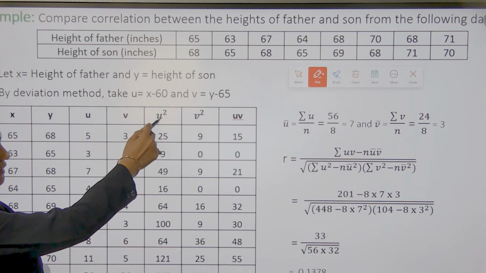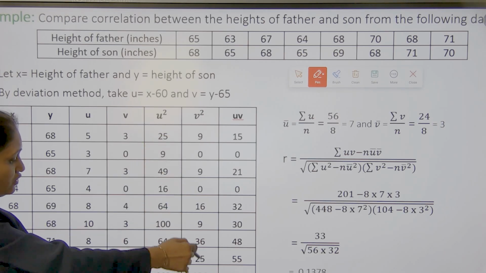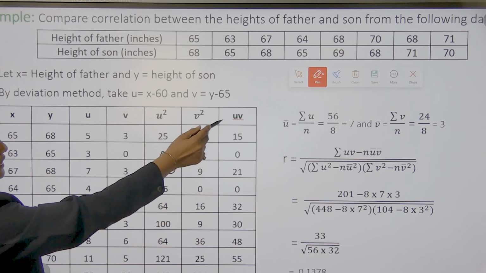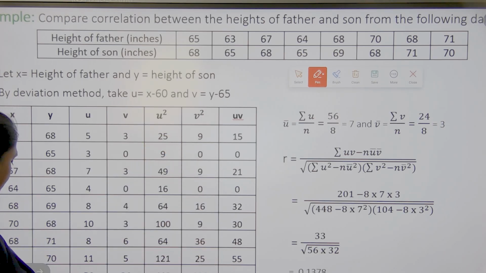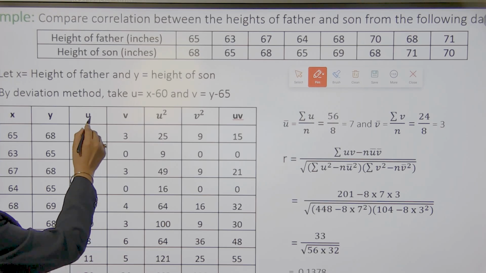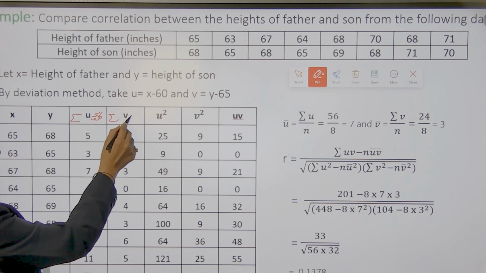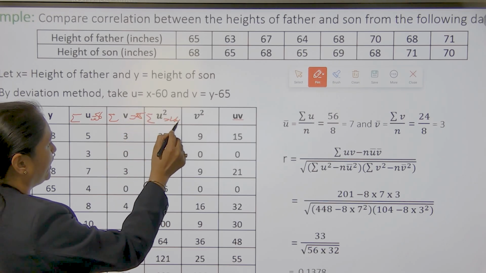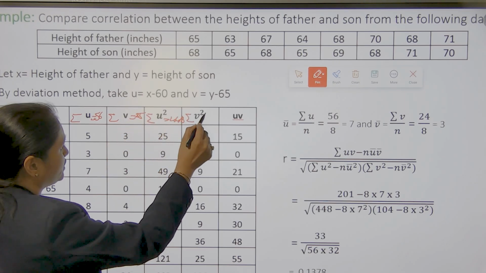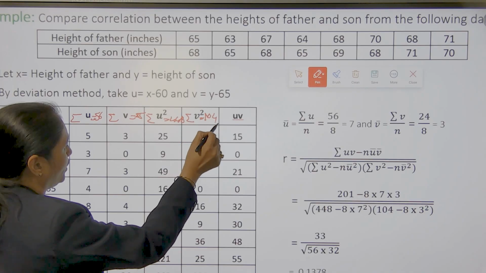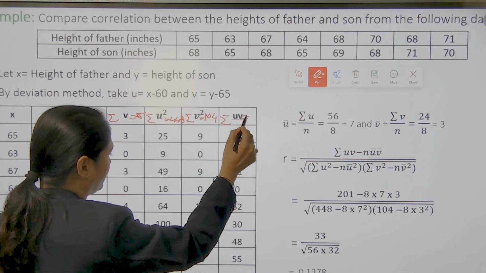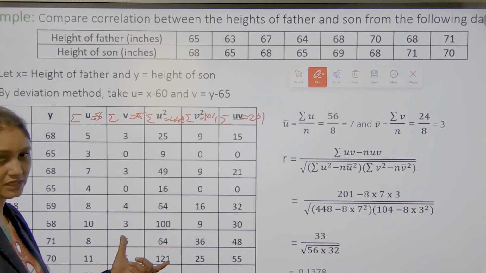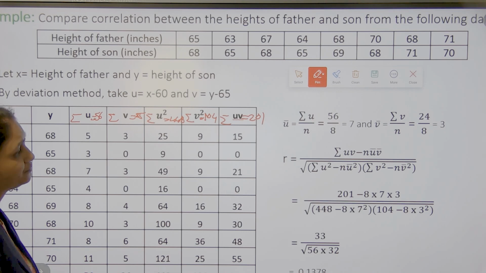And these are the values of u square, these are the values of v square, and these are the values of u into v. So here summation u is equal to 56, summation v is equal to 24, summation u square is equal to 448, summation v square is equal to 104, and summation uv is equal to 201. These values are calculated below.